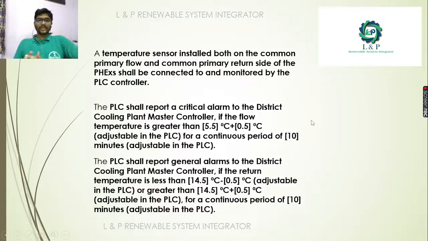So we had installed temperature sensors on the primary flow side as well as the primary return side, in order to monitor the temperature of the water. And as we told earlier, there should be a flow temperature set point. If the flow temperature is greater than 5.5 degrees Celsius, more or less, immediately we have to raise a critical alarm. And also in the return line, if the temperature is less than 14.5 degrees Celsius, immediately we have to raise a critical alarm.